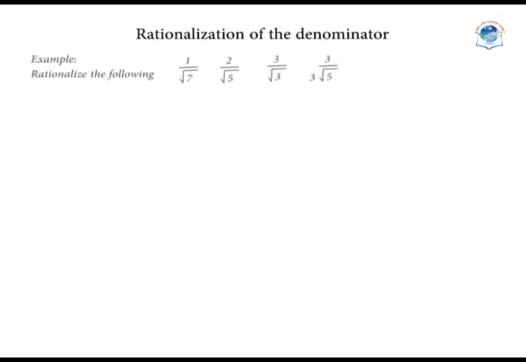For example, rationalize 1 over root 7, 2 over root 5, and 3 over root 3. In our solution, 1 over root 7, the denominator is root 7. We rationalize it by multiplying both the numerator and denominator by root 7. If we do that, 1 times root 7 is root 7. Root 7 times root 7 is root 49, which is 7.